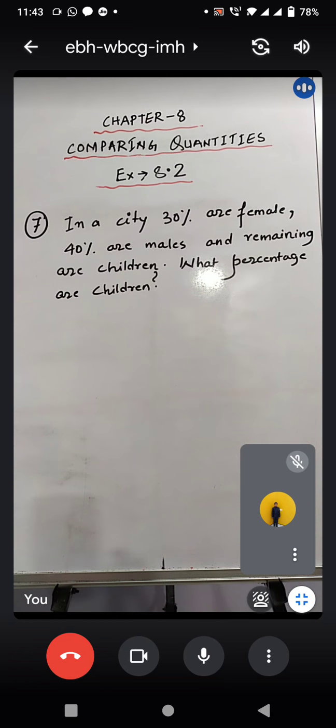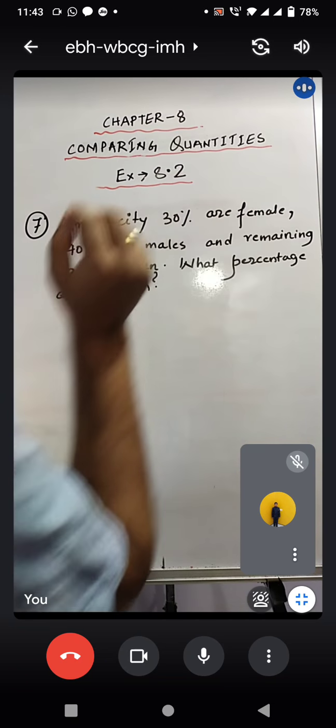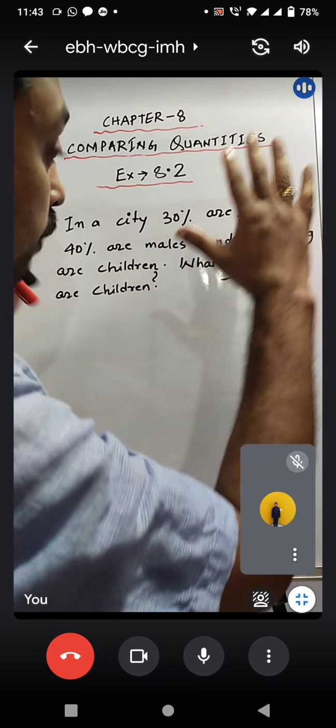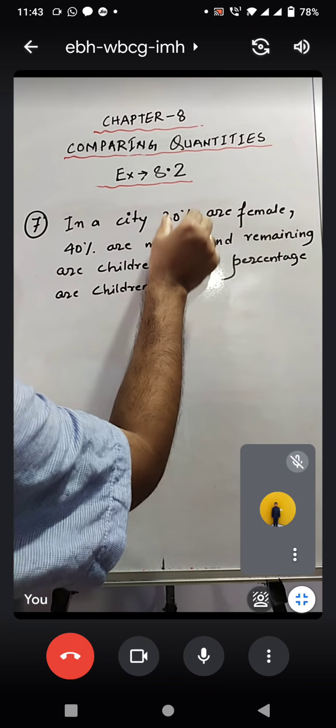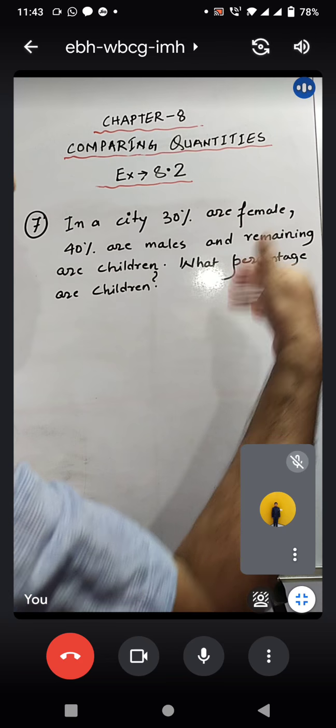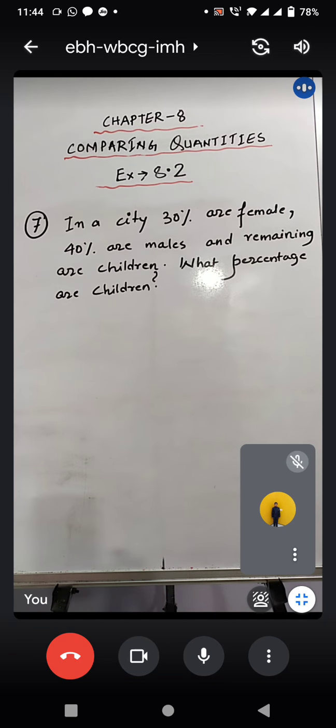Now let's see what we have in question number 7. In a city, 30% are female, 40% are male. That is, out of 100% of the people, 30% are female, 40% are male, and they are saying the remaining are children. So what percent are children, we have to find out.